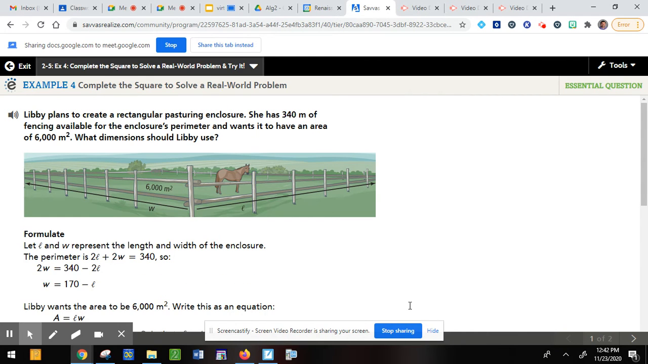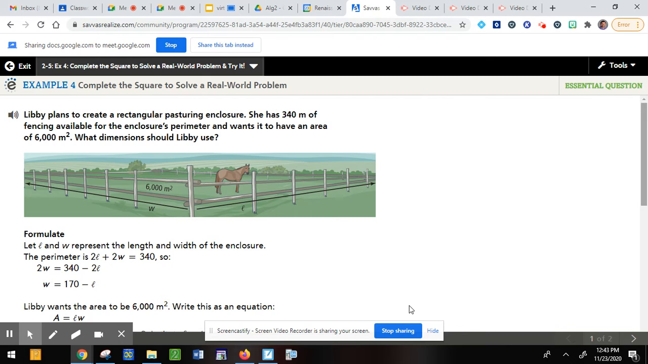All right, well, a couple things you already know, right? The perimeter of a rectangle is 2 lengths and 2 widths added together, and that needs to be 340. So she has 340 meters of fencing. We're only going to be able to write one equation, so we need to get the variables. We can't use L and W, so we've got to write one of them with respect to the other. So if we solve 2L plus 2W equals 340 for W, you end up with 170 minus L.